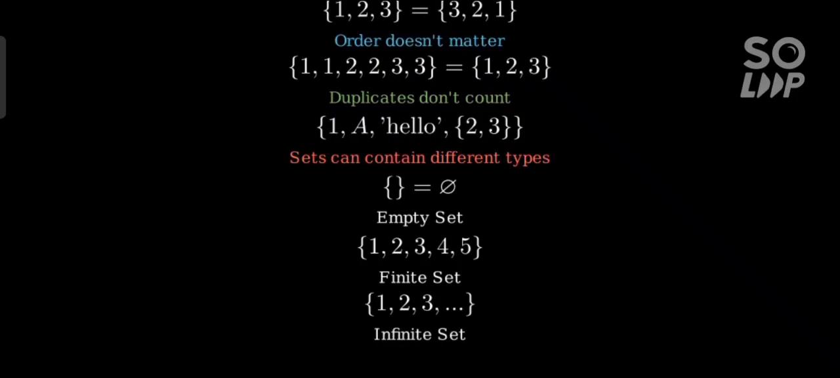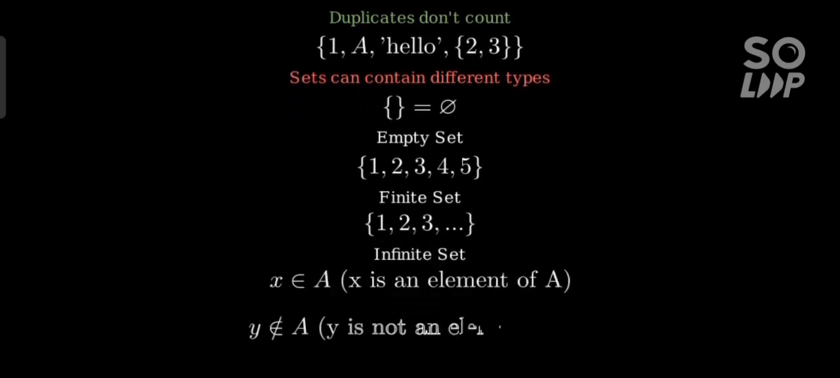We can also describe set membership using the element-of symbol, which looks like this. If x is an element of set A, we write x ∈ A. If y is not an element of set A, we write y ∉ A.